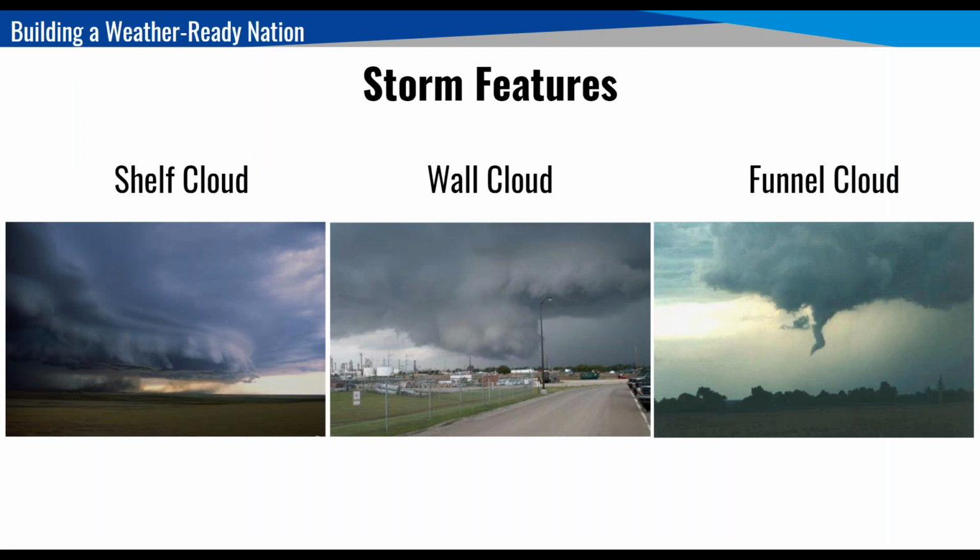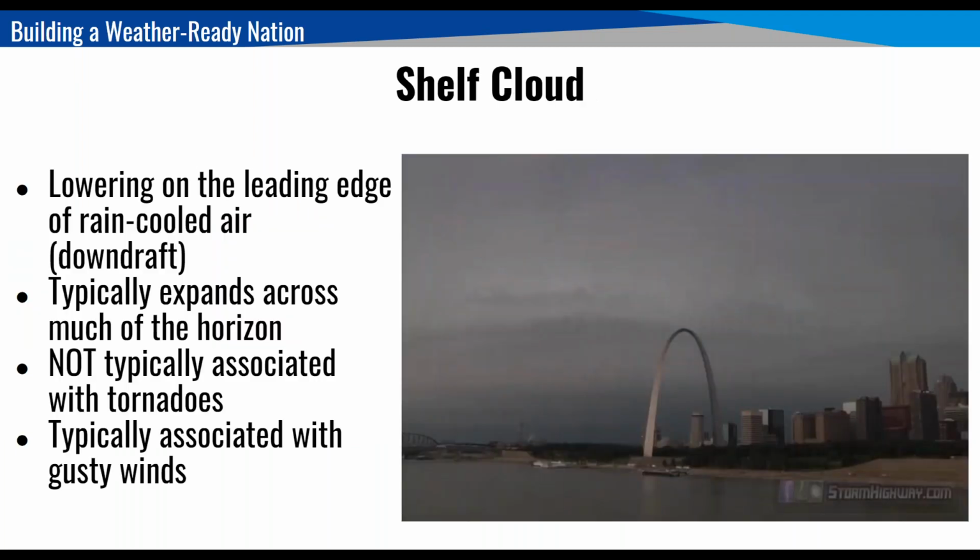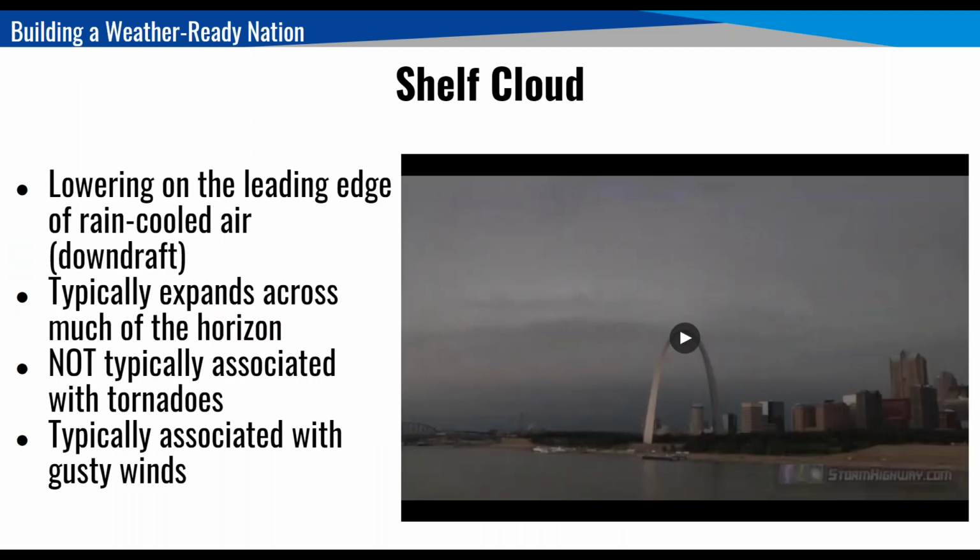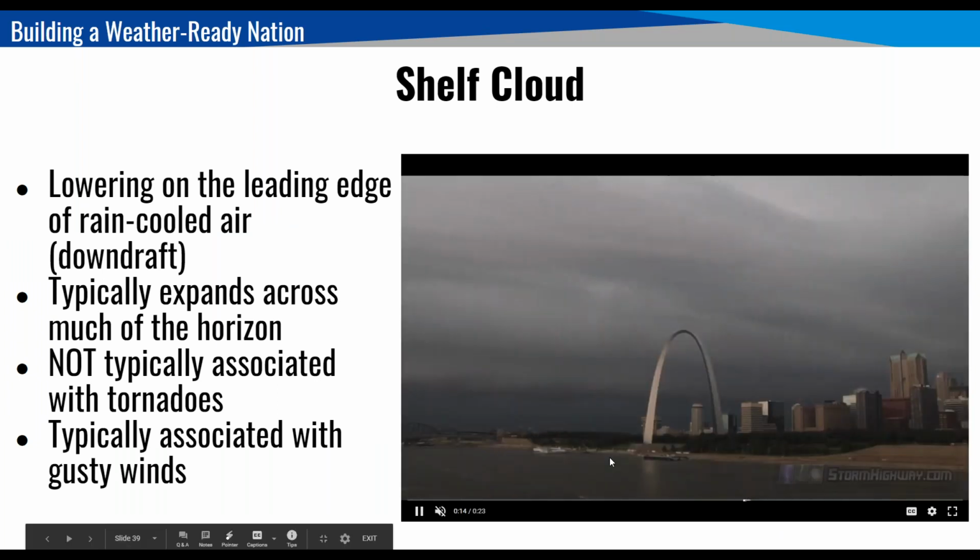So now that we have identified the different storm types, let's take a closer look at some of the different storm features that are present. We will take a look at shelf clouds, wall clouds, funnel clouds, and lastly, tornadoes. So how to identify first is a shelf cloud. Play this video here on the right-hand side.